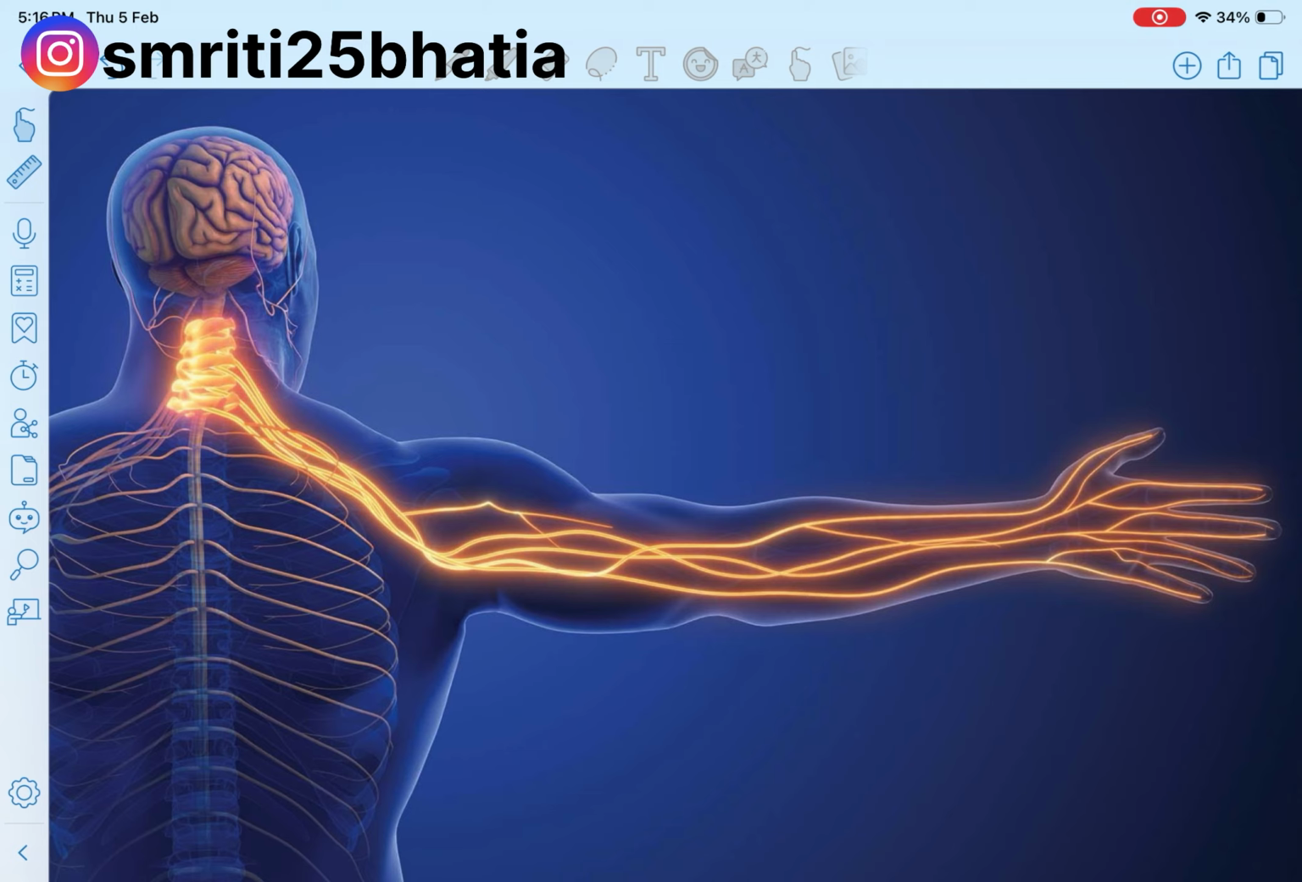to study about the functions of the nerves in a visual form so that we can remember it for a longer period of time.